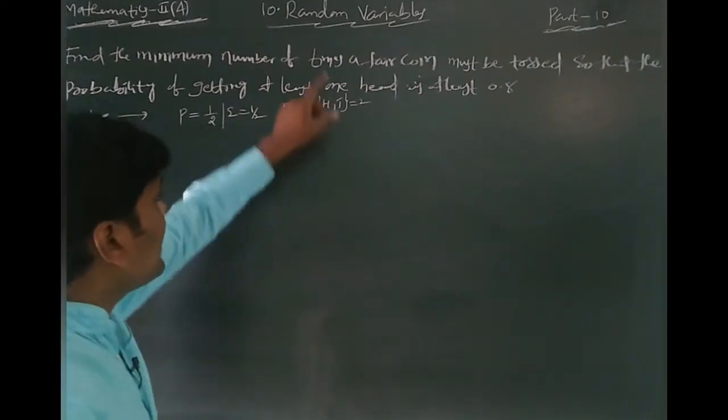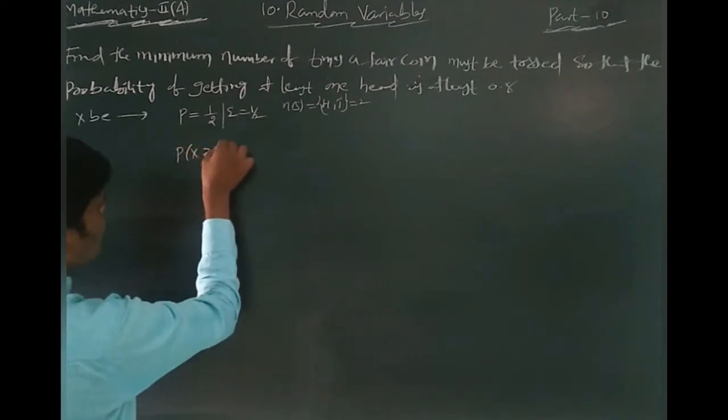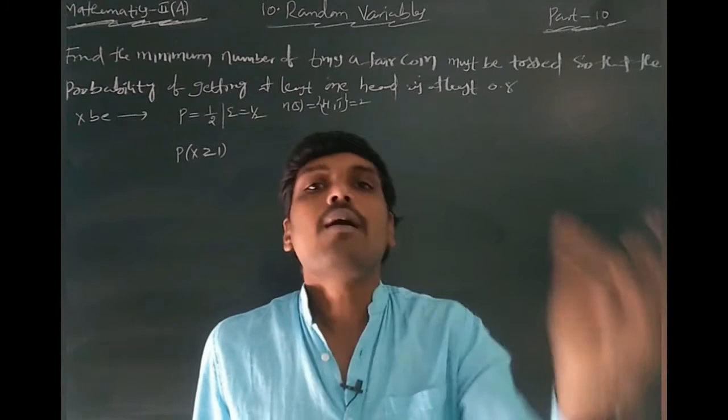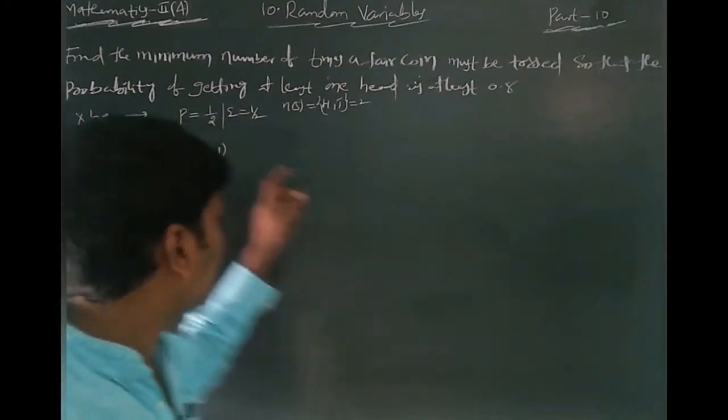Here at least one head, nothing but X value is greater than or equal to 1. Nothing but X value 1 or more than 1. At least one, nothing but 1 or more than 1. That's why you can write greater than or equal to 1.